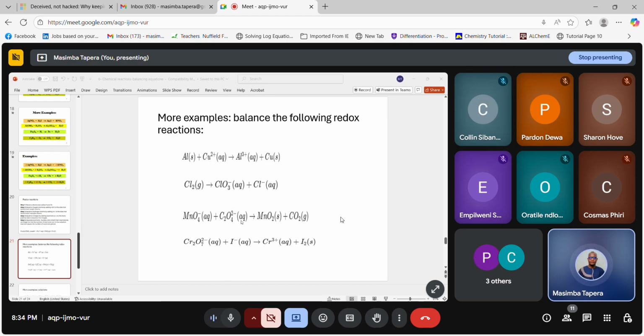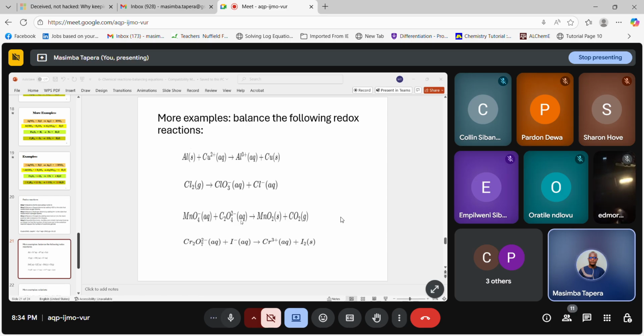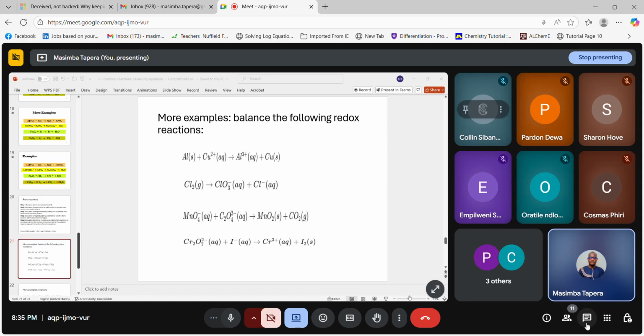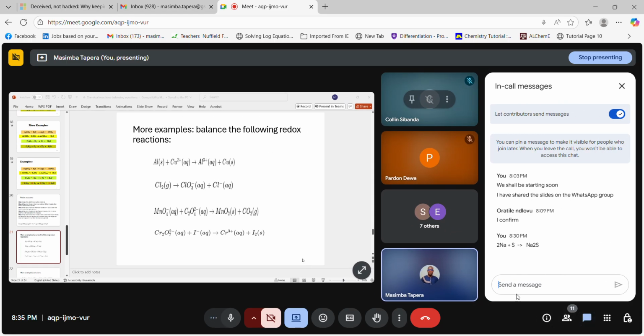Examples: balance the following redox reactions. As you can see on the list, we have got 4 redox reactions that need to be balanced. Maybe I'll try to attempt the first two, because I understand that these ones might be a bit challenging. So let's go to our chat box and balance the first one and the second one. They are not balanced, and unfortunately I'm not going to include the state symbols.